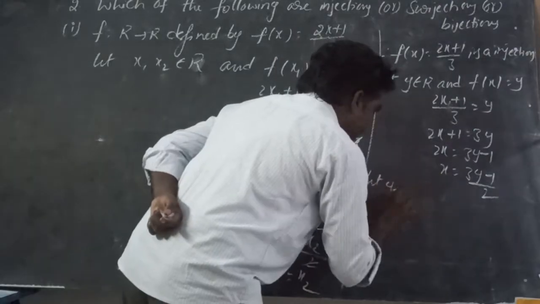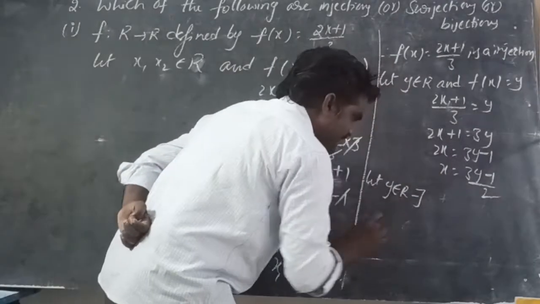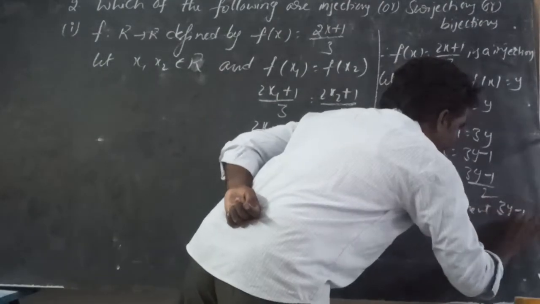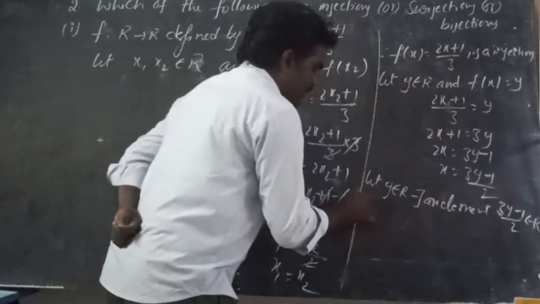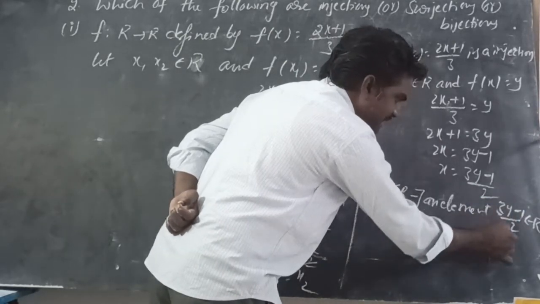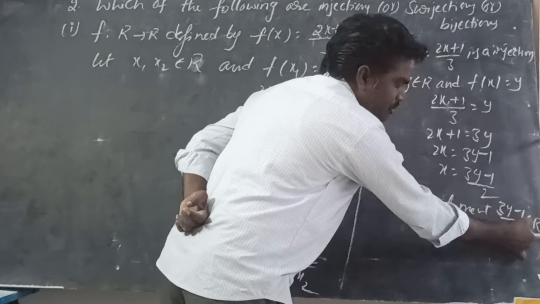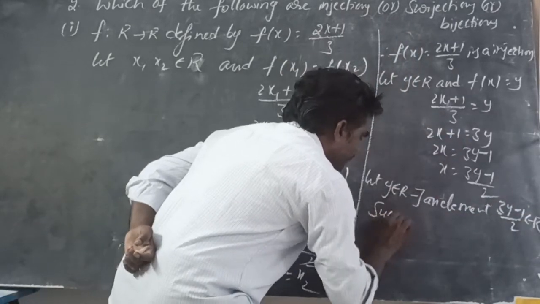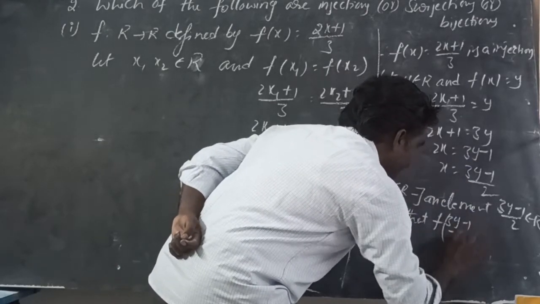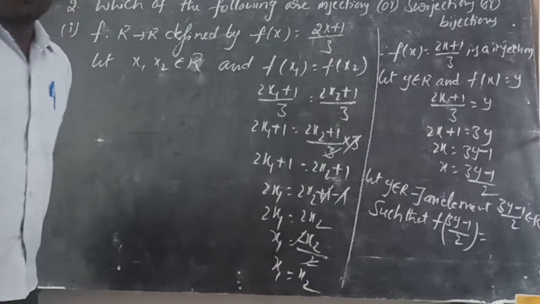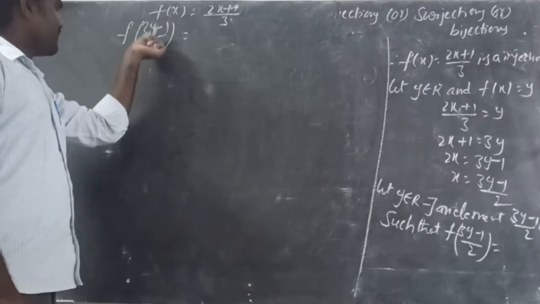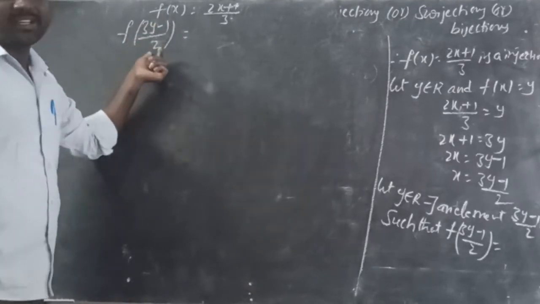Okay, so here let y belongs to R. There exists an element (3y minus 1) by 2 which belongs to R. If R is the codomain, the element (3y minus 1) by 2 is in the form of a y term, so it also belongs to the codomain, such that f of (3y minus 1) by 2 is equal to y. So we can substitute in the place of x (3y minus 1) by 2.